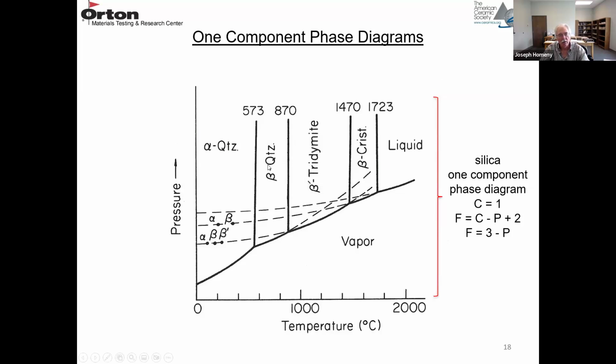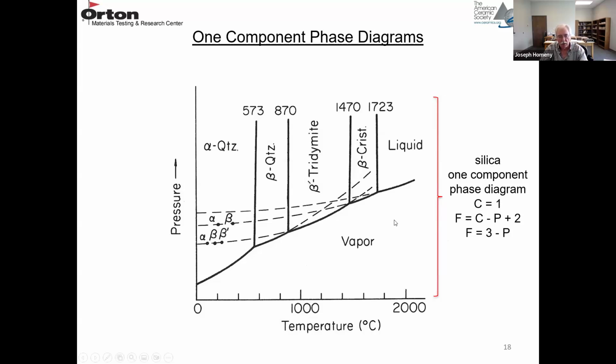So alpha to beta quartz is displacive. And then tridymite has alpha, beta, beta prime. So it has three crystalline forms, all displacive transformations, and cristobalite has alpha and beta. So there are two crystalline forms that are both transformed through displacive transformations. So again, it's a one component phase diagram. So C equals 1. So F equals C minus P plus 2. So F equals 3 minus P when you put in a 1 for C.